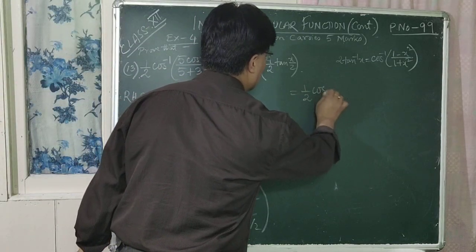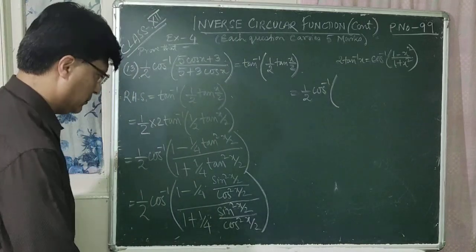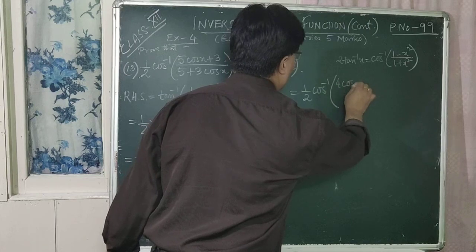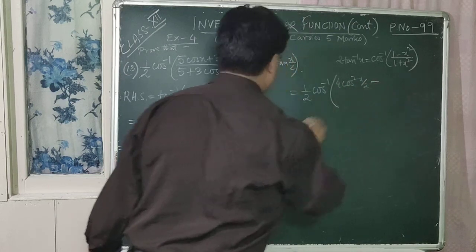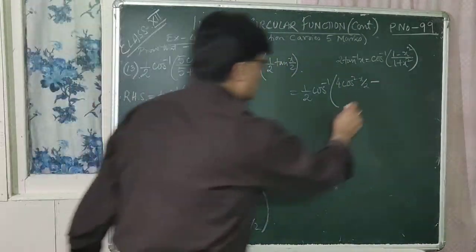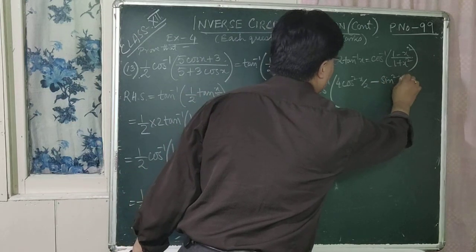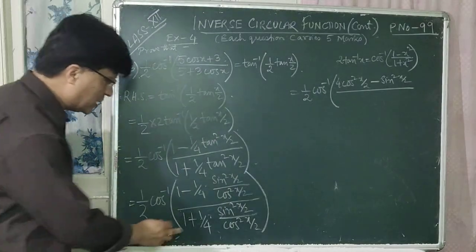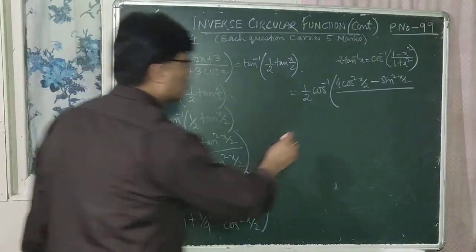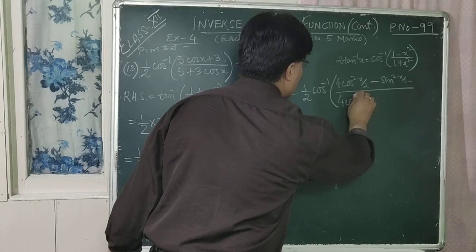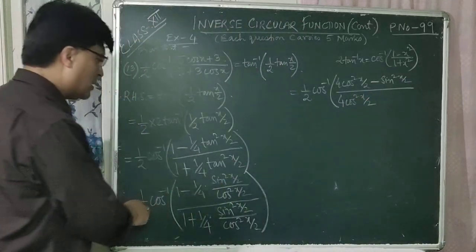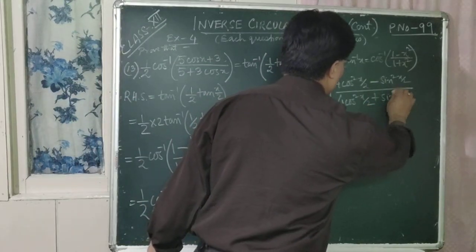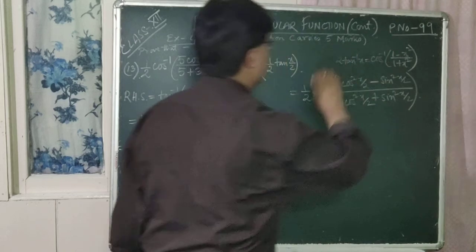Half cos inverse within bracket 4 cos square x by 2 into 1. What is it? 4 cos square x by 2 minus sin square x by 2 whole divided by, in the denominator again, 4 cos square x by 2 into 1 is 4 cos square x by 2 plus sin square x by 2.